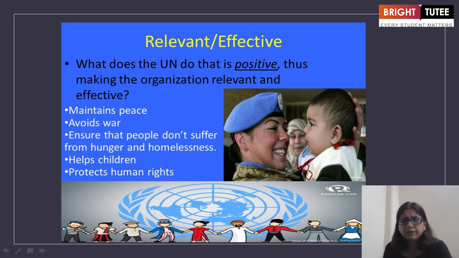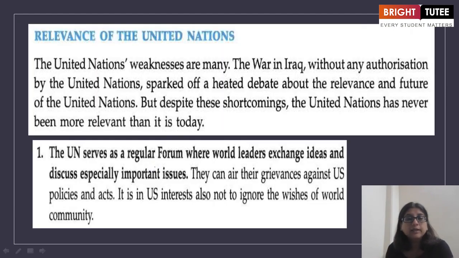Now, relevant and effective: what does the United Nations do that is positive, thus making the organization relevant and effective? It maintains peace, avoids war, ensures that people don't suffer from hunger and homelessness, helps children, and protects human rights. And the United Nations' weaknesses are many.